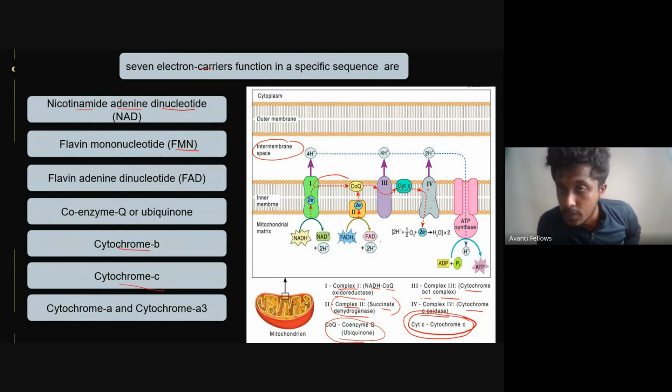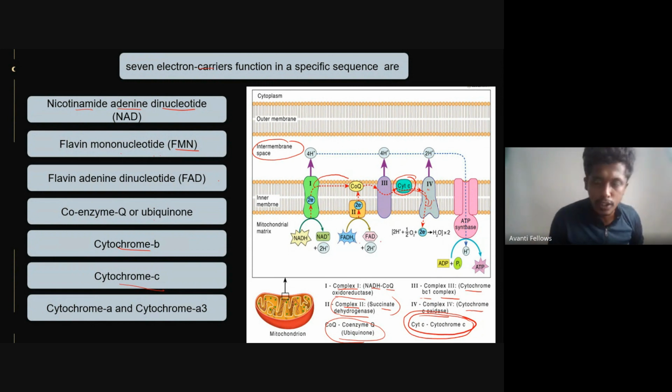Remember this, which of the components are mobile electron acceptors? You should tell that it is cytochrome C. Okay, don't get confused. Now, cytochrome C donates its electron to complex 4. Now, what do we have in complex 4? We have cytochrome C oxidase. The cytochrome C oxidase also has an association with copper ions.